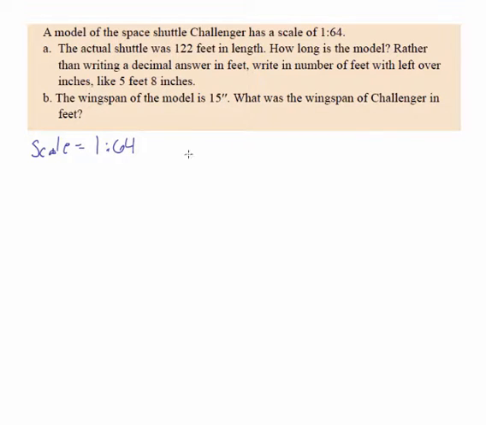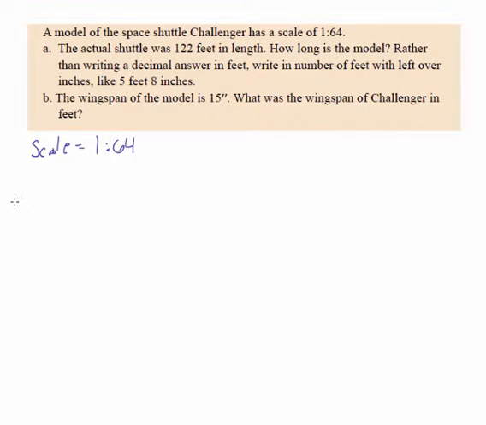Now what that means is that if the model is 1 foot long, for example, then the actual shuttle was 64 feet. What that tells me is if I want to go from the smaller, the model, to the larger, the actual, I would multiply by 64. But if I want to go from the bigger to the smaller, I would divide by 64.